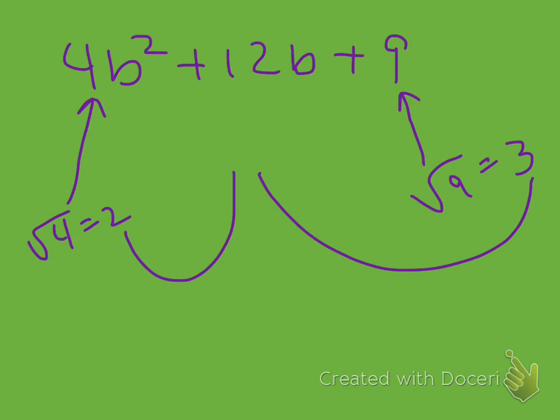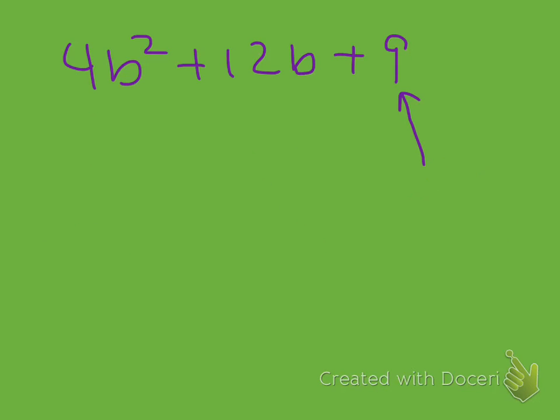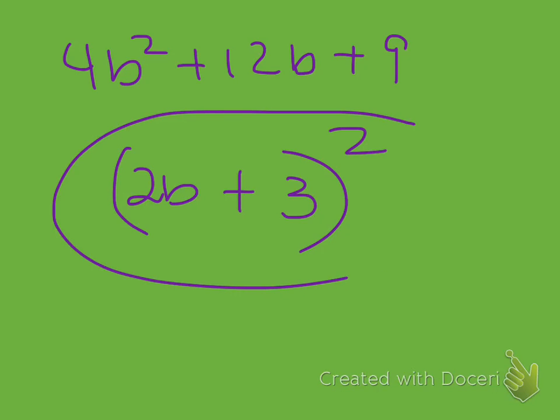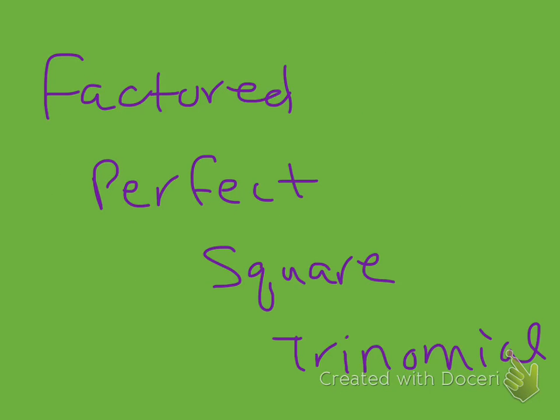Let's do it. I take the square root of that and put it here, which is 2b. I take the square root of this one and put it here, which is 3. And then I look at this symbol, and I put it in there, and I have a plus. We have factored the perfect square trinomials. This was a lesson involving factoring perfect square trinomials. We are finished.